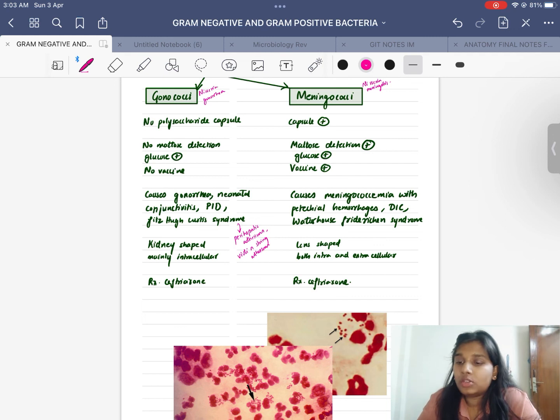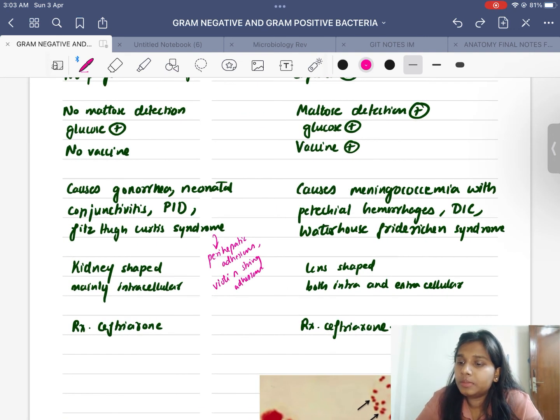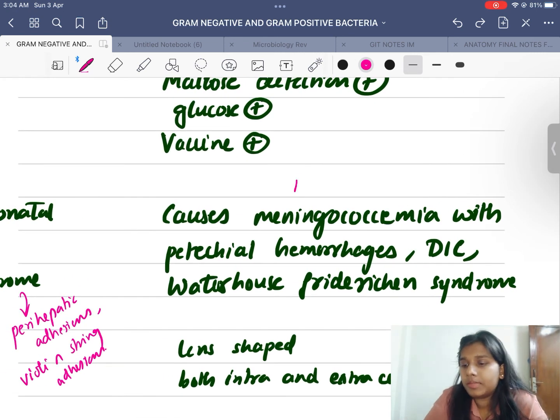Then we have the meningococcus. Okay, meningococcus case has come a lot of times. Okay, very commonly asked. It causes meningococcemia. So basically, it is meningitis. Okay, what does it cause? Meningitis.